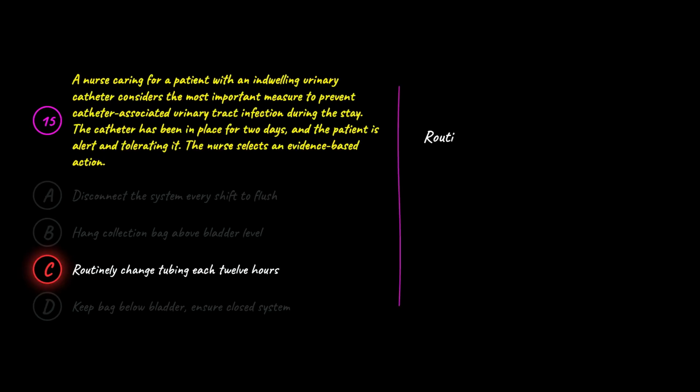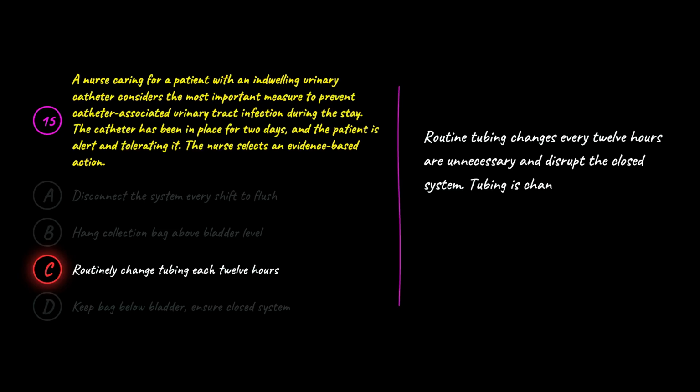C is wrong because routine tubing changes every 12 hours are unnecessary and disrupt the closed system. Tubing is changed only when contamination, leak, or specific clinical concern requires intervention rather than on a fixed short interval. A catheter creates a direct pathway from the outside world into the normally sterile bladder, letting bacteria travel along the inside or outside of the tube.